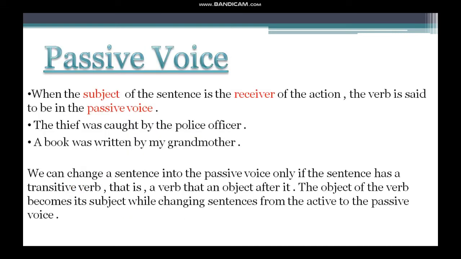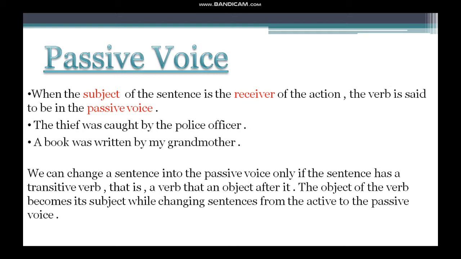In passive voice, when the subject of the sentence is the receiver of the action, the verb is said to be in the passive voice. For example, the thief was caught by the police officer. In this sentence, the thief is the subject and he is the receiver of the action was caught. So the verb was caught is in passive voice.